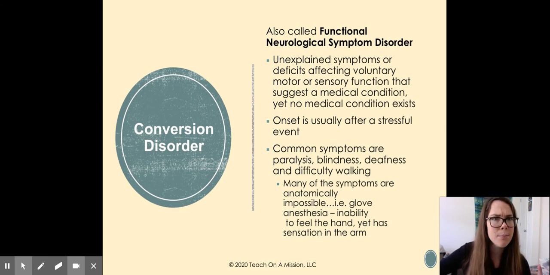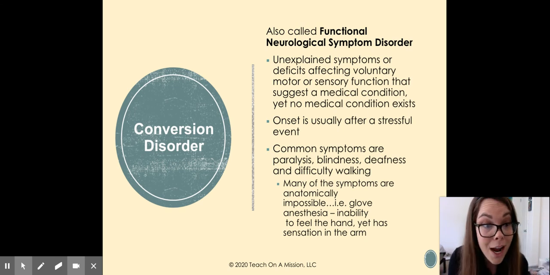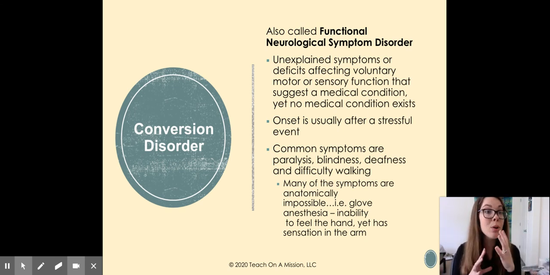It's unexplained symptoms or deficits affecting voluntary motor or sensory functioning that suggest you have a medical condition, yet there is none that exists. The onset is usually after a stressful event. Common symptoms are paralysis, blindness, deafness. So people will come in complaining of blindness, but when they do the actual checking, there's nothing wrong with their eyes. But people claim that they cannot see. Same thing with paralysis.